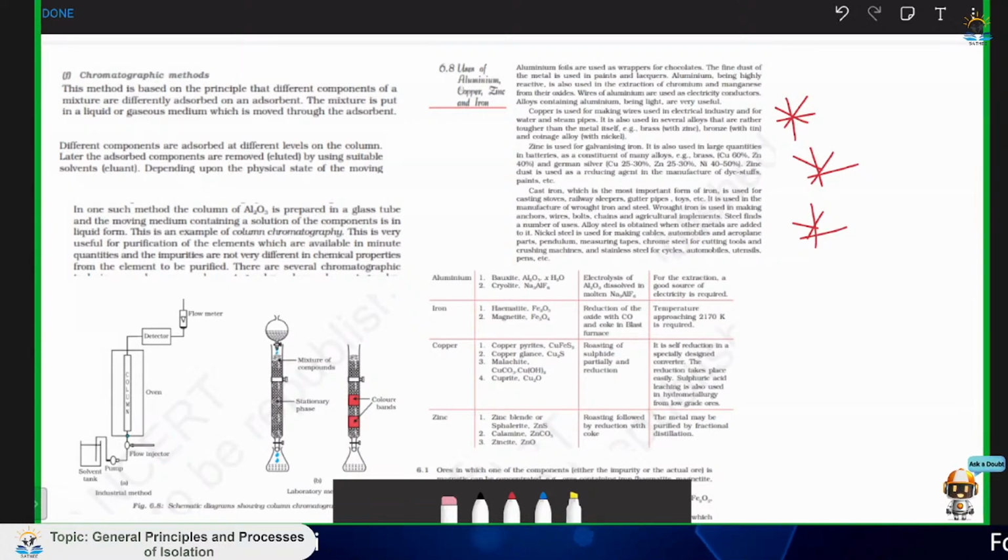Not brass, I think it's bronze. These copper alloys have wide applications.